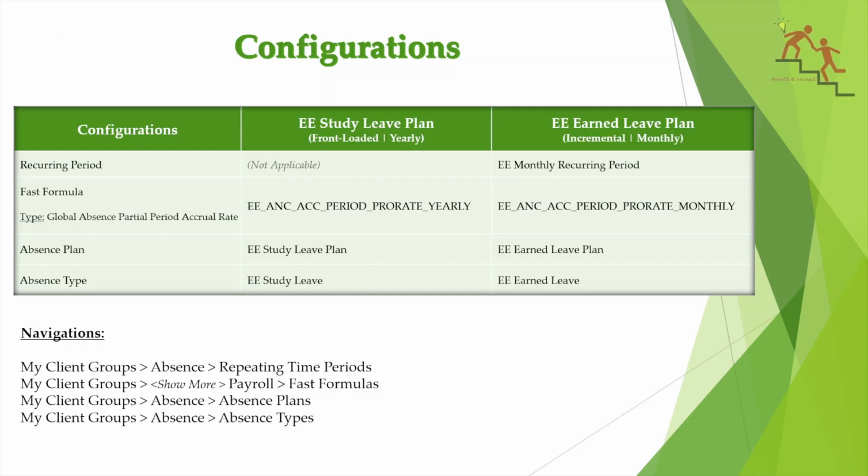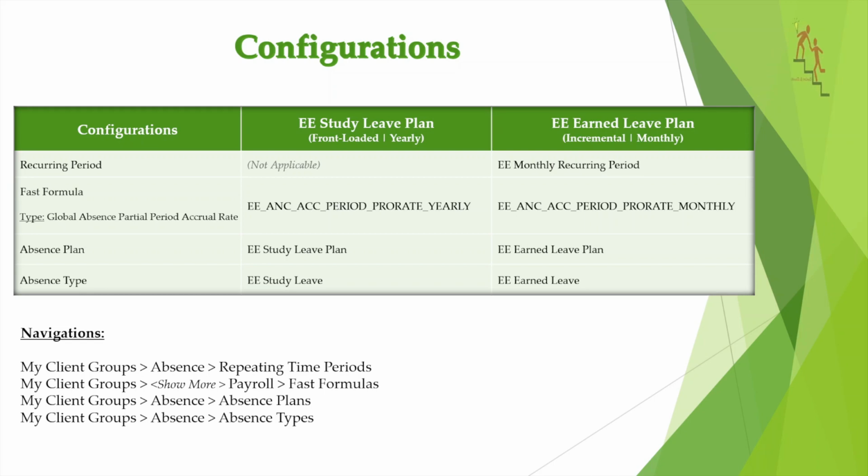These are all the configurations that we need to do for both the absence plans as per our requirement. The first step would be configuring the recurring period. We will be configuring a monthly recurring period for EE earned leave and then assign it to the absence plan later on. This is not applicable for EE study leave because it will be a one-time credit as of accrual calendar start date. The next step is to create the partial period accrual rate proration formula. This formula is to make sure that the proration happens when hiring or termination happens during the accrual period.